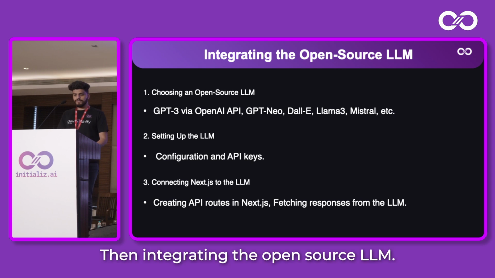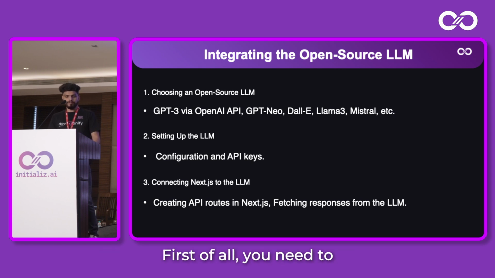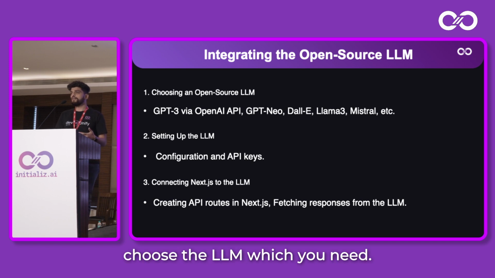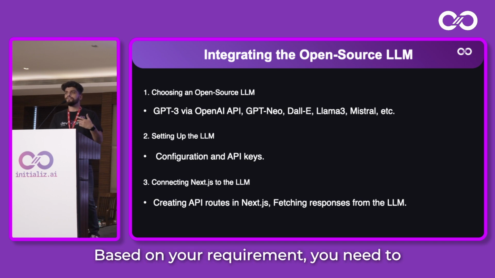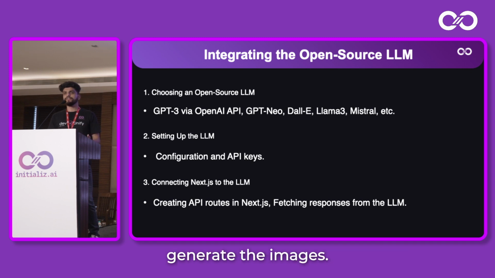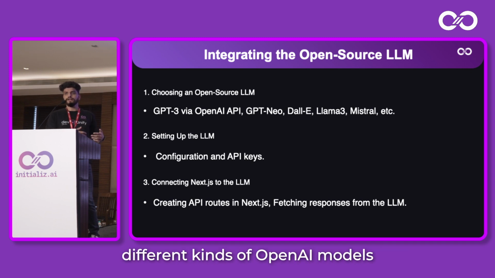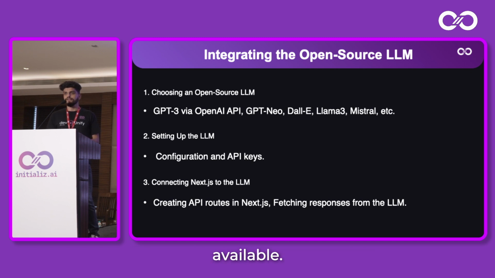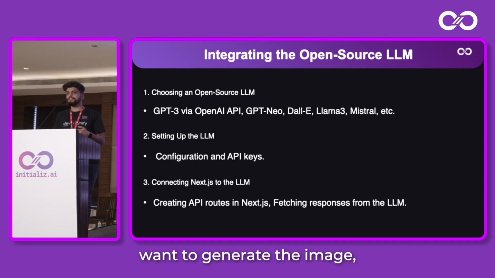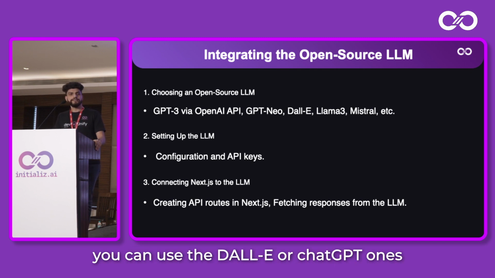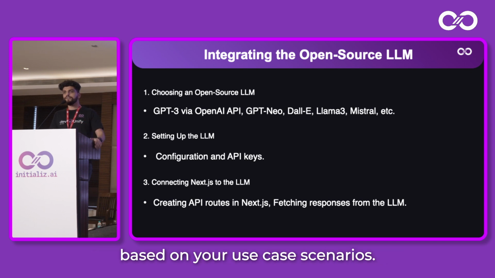Then, integrating the open source LLM. First of all, you need to choose the LLM which you need. Based on your requirements, you may need to generate images, or generate text and different stuff. You need to choose from the different kinds of OpenAI models available. For example, if you want to generate an image, you can use DALL-E or ChatGPT ones, based on your use case scenarios.